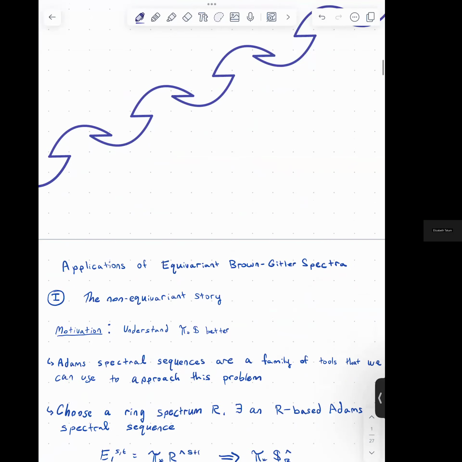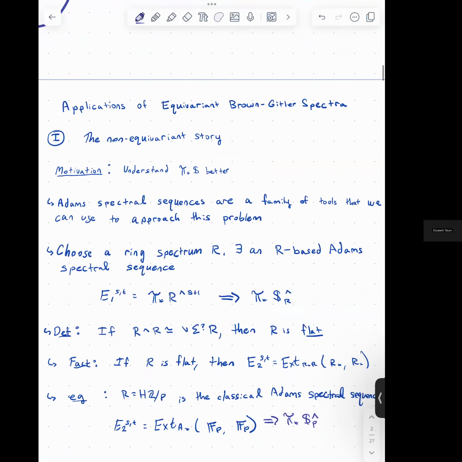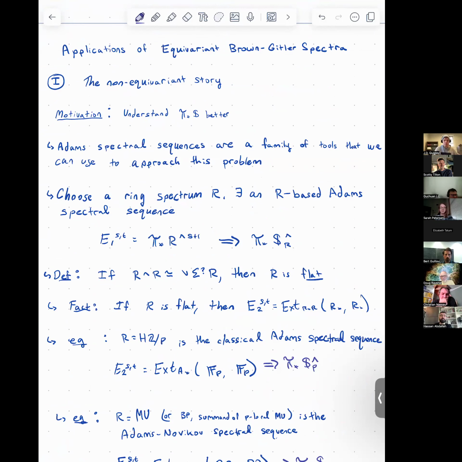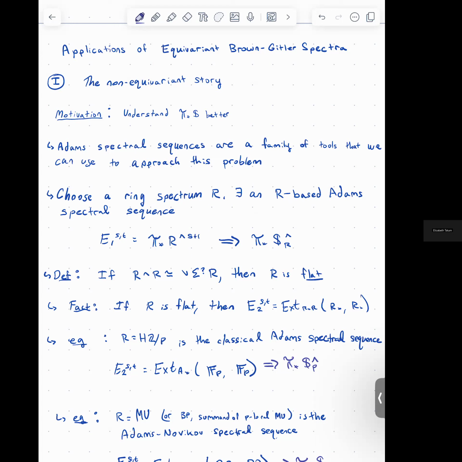Yeah, so I guess before I talk about equivariant Brown-Gitler spectra, I want to start by reviewing the seat. Oh, sorry, I guess my camera stopped working, but as long as you can hear me, that's probably good. Great. Okay. Let me know if you can't hear me.